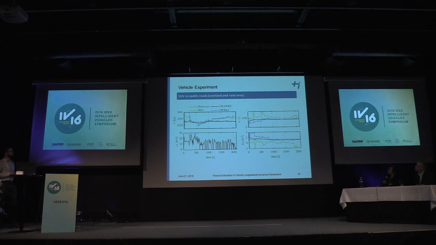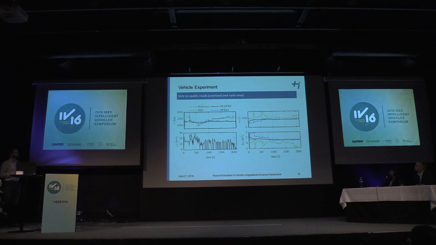We've also done some vehicle experiments. Here's one example with an SUV on public roads. So there are no special drive maneuvers, so there are all-day drive maneuvers. You have here the mass estimation, and red is this new robust algorithm compared to an ordinary RLS algorithm, and a multiple forgetting recursive least squares algorithm that was proposed by another author.